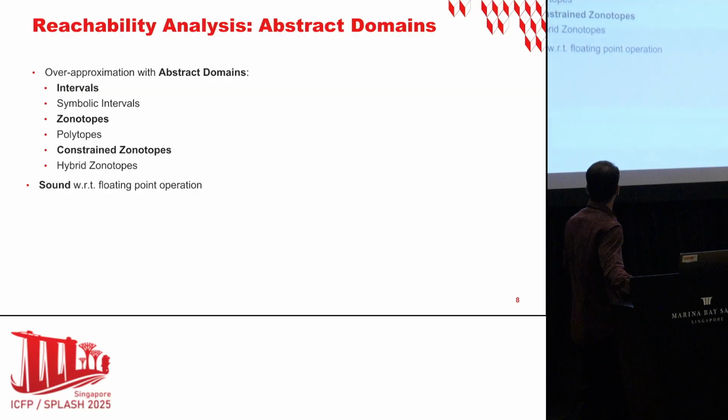So with this input set, we can perform abstract interpretation. In PyRAT, we implement many domains: intervals, symbolic intervals, zonotopes, polytopes, constraints, hybrids. I'm going to talk to you about intervals and zonotopes, and constraints. Keep in mind that while doing the over-approximation with all these functions, PyRAT is sound with respect to floating point operations, which is not something that is common with the other neural network verifiers.